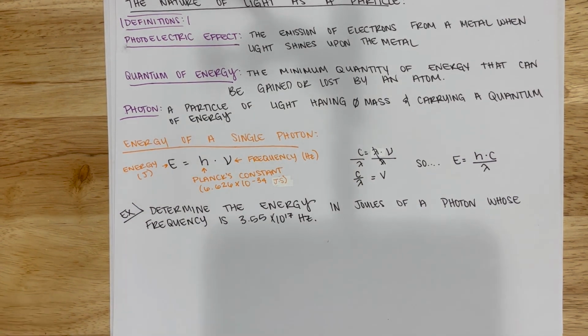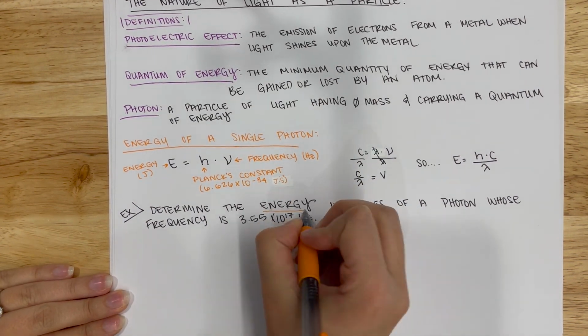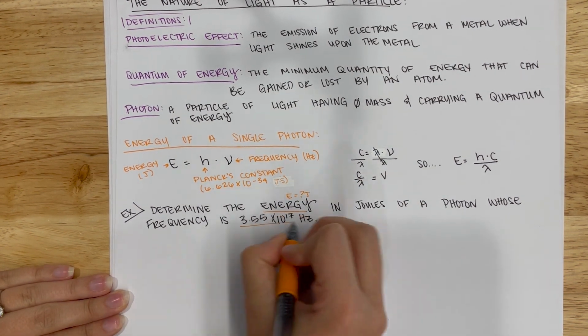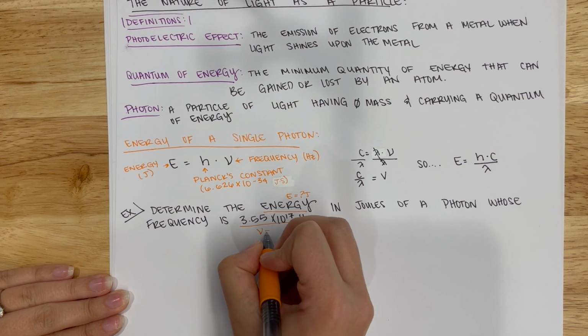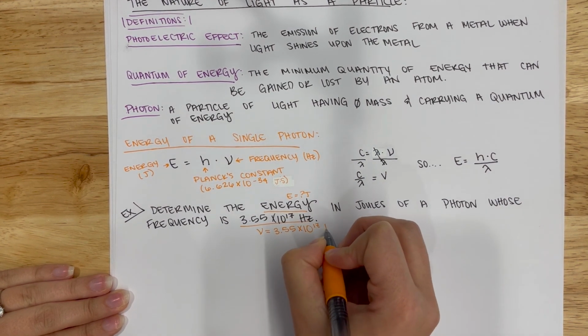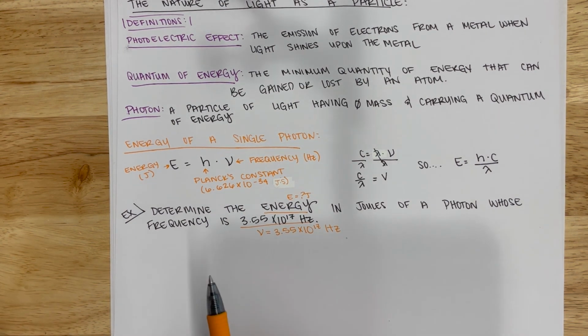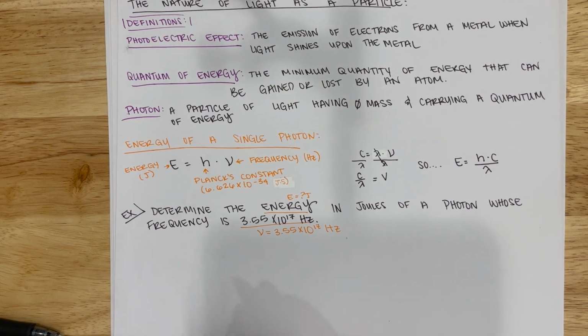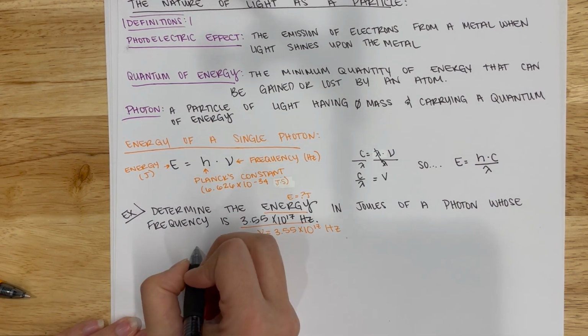Okay, so we can look at what we're given. We're looking for energy, some value in joules. We're given that our frequency is equal to 3.55 times 10 to the 17 hertz. So we pick which equation we want to use. This equation has both energy and frequency in it, so it is a plug and chug.